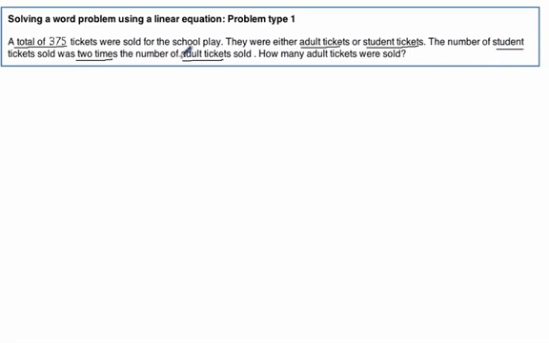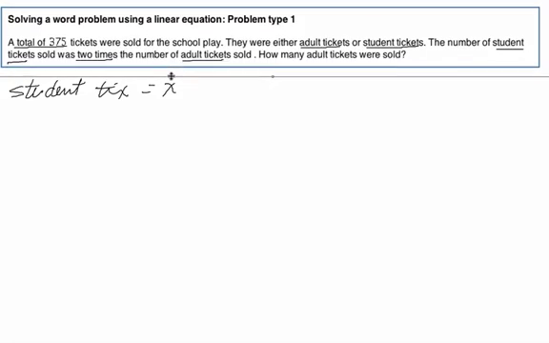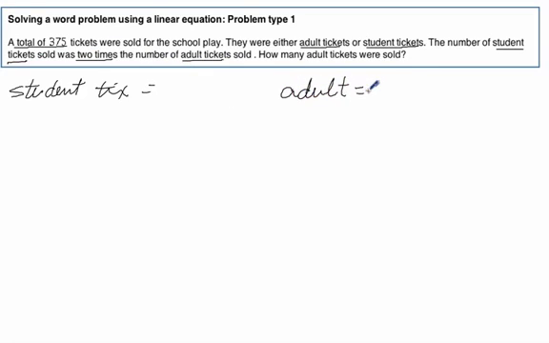Alright, so if we say that the student tickets is x, nope, sorry, let's nix that. Let's say that the adult tickets is x, right? Because the student tickets is 2 times the adult. So if we say the adult tickets is x, then the student tickets is going to be 2 times that, which is 2x.